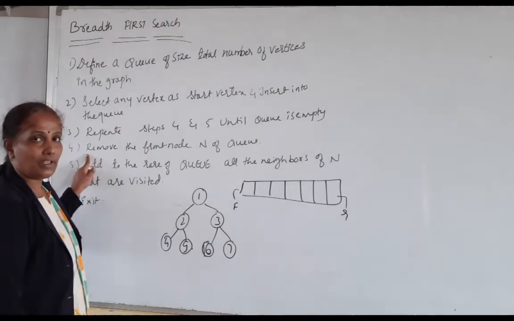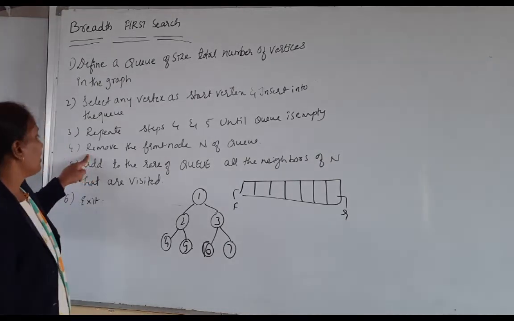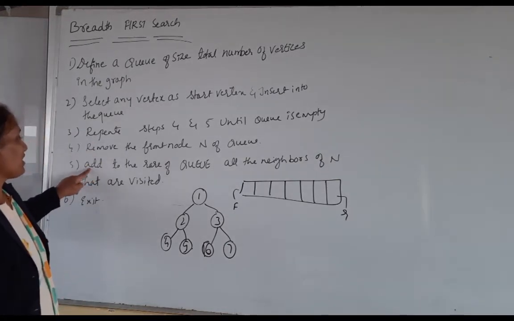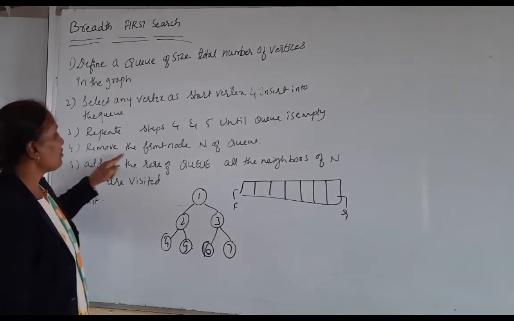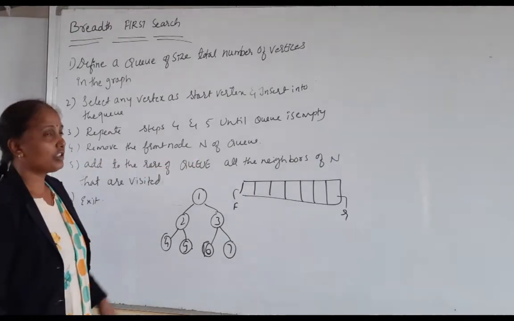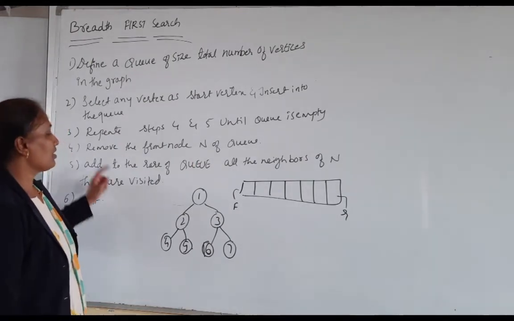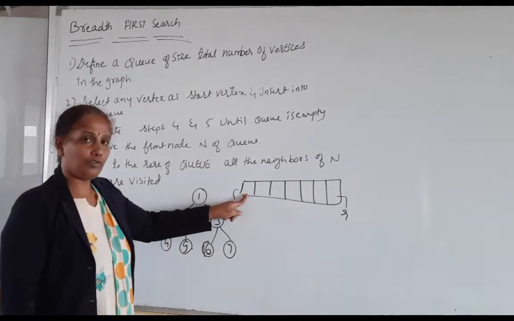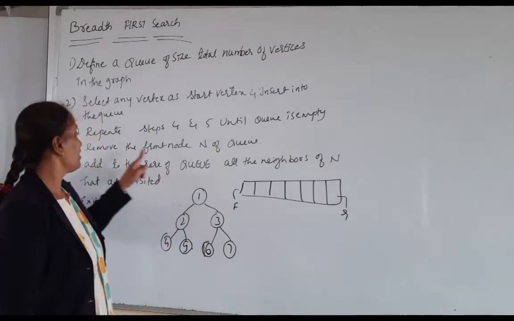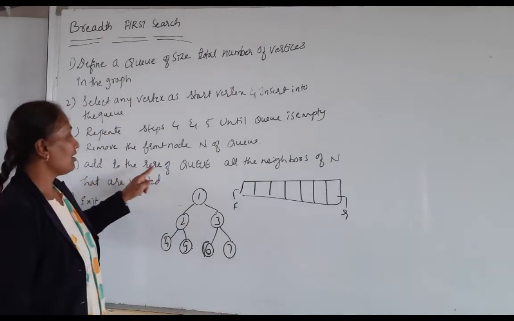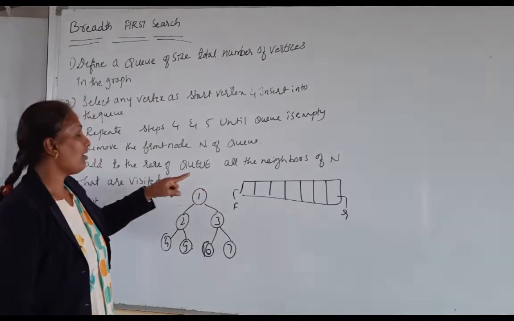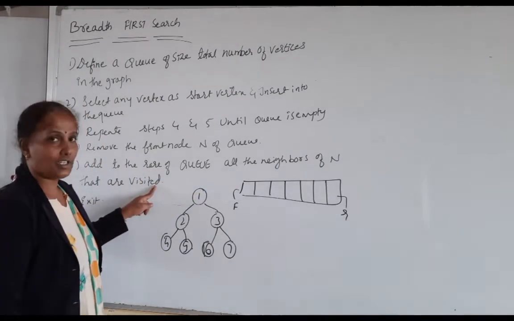So once the queue becomes empty, what do you get? You get the minimum spanning tree from this graph. Next, you are going to repeat steps 4 and 5 until the queue is empty. So remove the front node n of the queue. First you make an entry of the first node. Then in the fourth step you remove that, and you add at the rear of the queue all the neighbors of n that are unvisited.